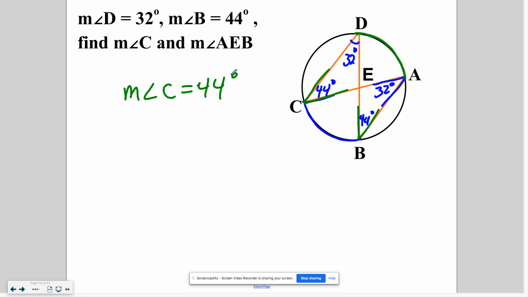AEB, okay, so I do want this one. I have to subtract from 180, but that's pretty easy now, after I have two angles. So 180 minus 44 minus 32, so that's 76. So it should be 104. Yeah.